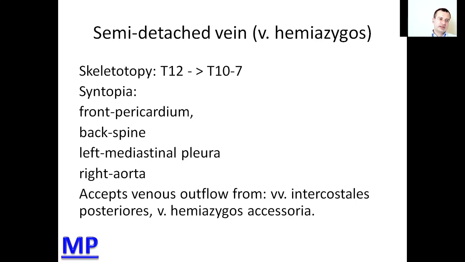Semi-unpaired vein. Skeletopy: from thoracic 12 to thoracic 10 to 7. Syntopy: in front, pericardium; back, spine; left, mediastinal pleura; right, aorta. It accepts venous outflow from the venae intercostales posteriores and the vena hemiazygos accessoria.